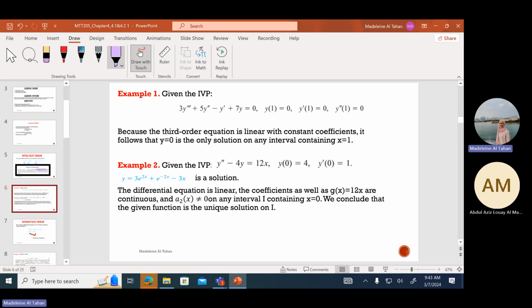As an example, look at this one, Miss. What's the order of it? Third order. How many initial conditions? 3. All of them at the same point, right? Okay. What do we have before y triple prime? Is it continuous? Yes. Constant. 5, minus 1, 7, 0. Do we have a problem in that? So what can we say about this one? What does it have? Unique solution. Okay, Miss?